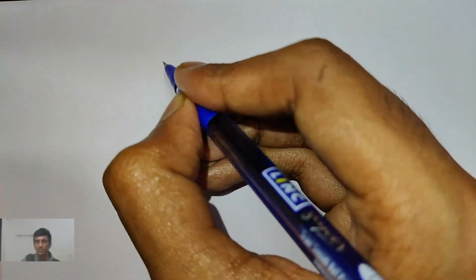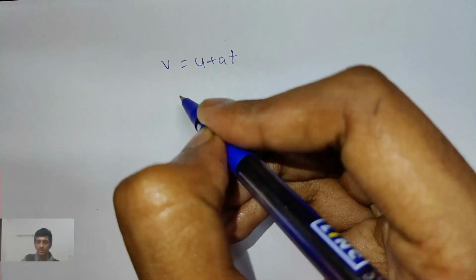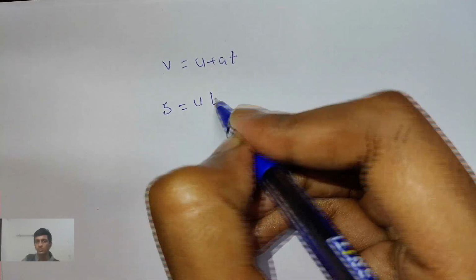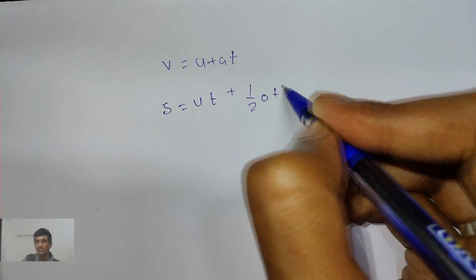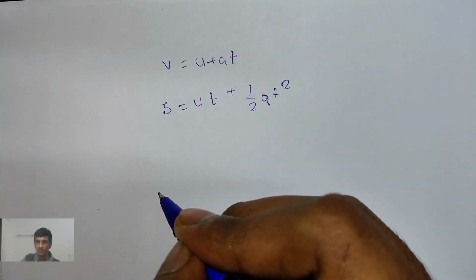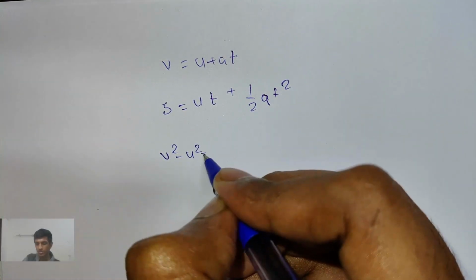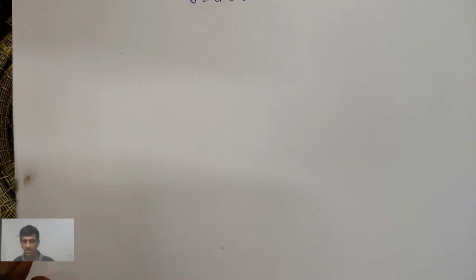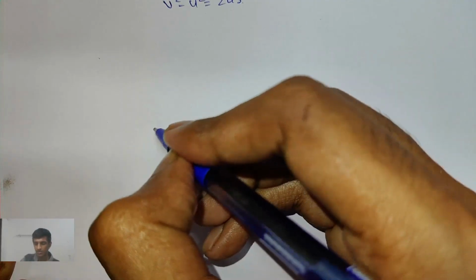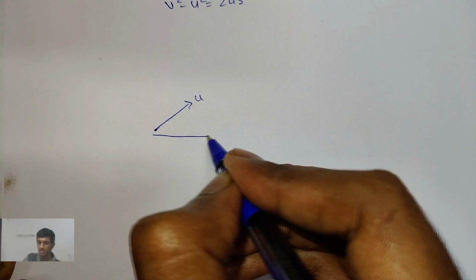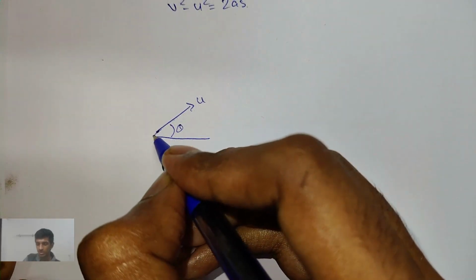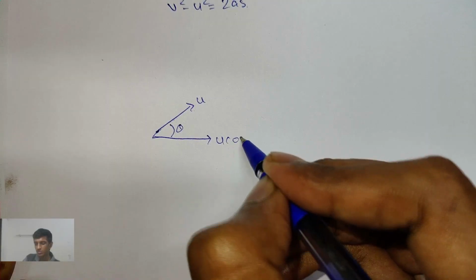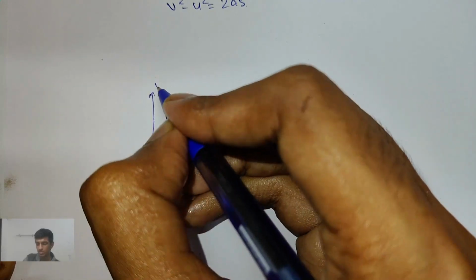First of all, we should know about the three basic equations of motion in one dimension, that is v equals u plus at, s equals ut plus half at square. We should also know v square minus u square equals 2as. We should also know basic vector mathematics, for example, say there's a velocity u which makes an angle theta with the horizontal, so it can be divided into two components, u cos theta and u sin theta.